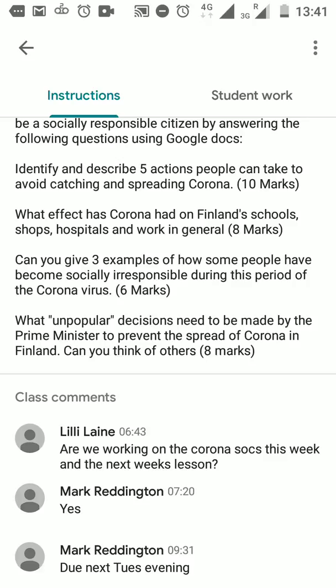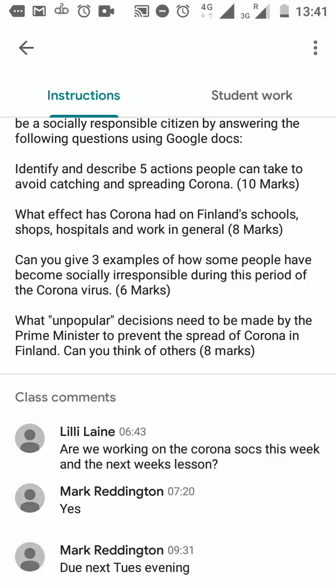What effect has Corona had on Finland's schools? Well, they've shut down in the main, but some are open. Some classes are open, especially for health workers, for teachers of special needs. They call these key workers, for the children as well of the nurses and the doctors. So they've been mainly shut down to prevent the flow of people, give the reason why, the movement of people, the spread of the disease.